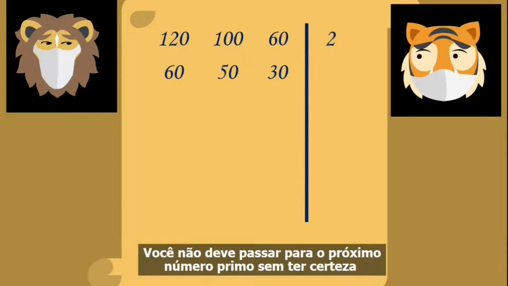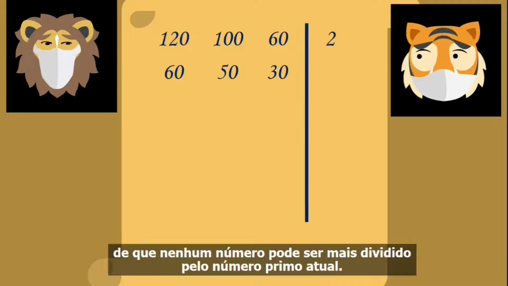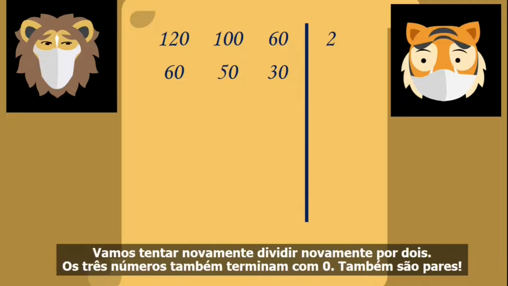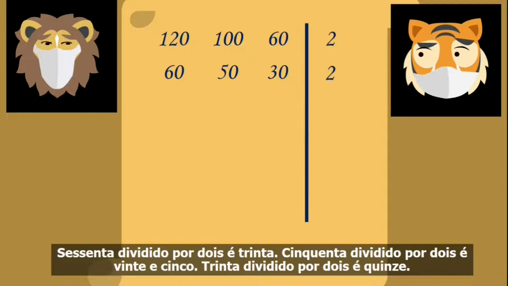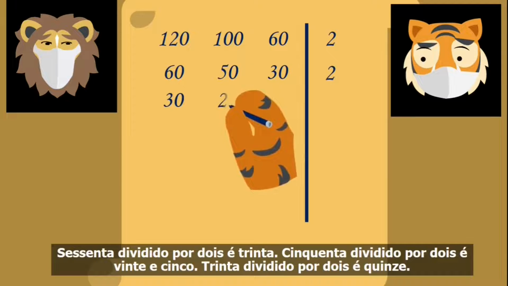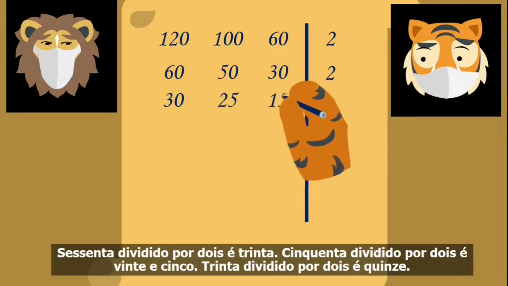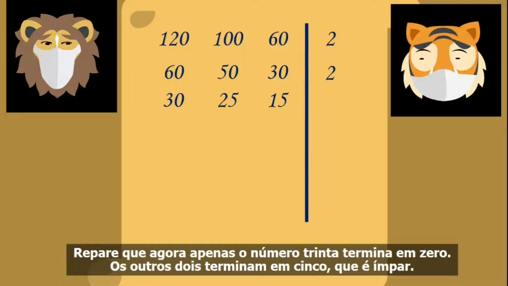You cannot move on to the next prime number without making sure that no number can be further divided by the current prime number. We will try to divide again by 2. The three numbers also end with 0. They're also even. 60 divided by 2 is 30. 50 divided by 2 is 25. 30 divided by 2 is 15. Notice that now only the number 30 ends in 0. The other two end in 5, which is odd.